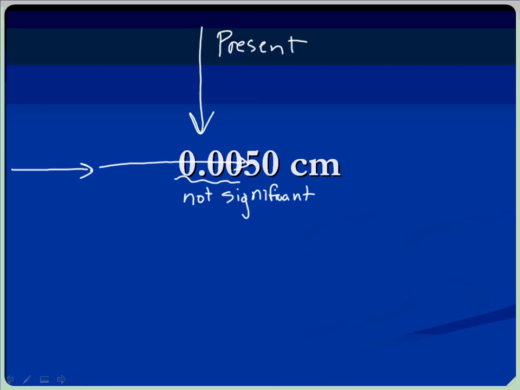Significant. There we go. All right, so since those zeros aren't, the rule also says everything else is significant. So that means the 5 is significant and this 0 is significant because it's not on the Pacific side. So this number has 2 sig figs. All right, let's move on to one more.